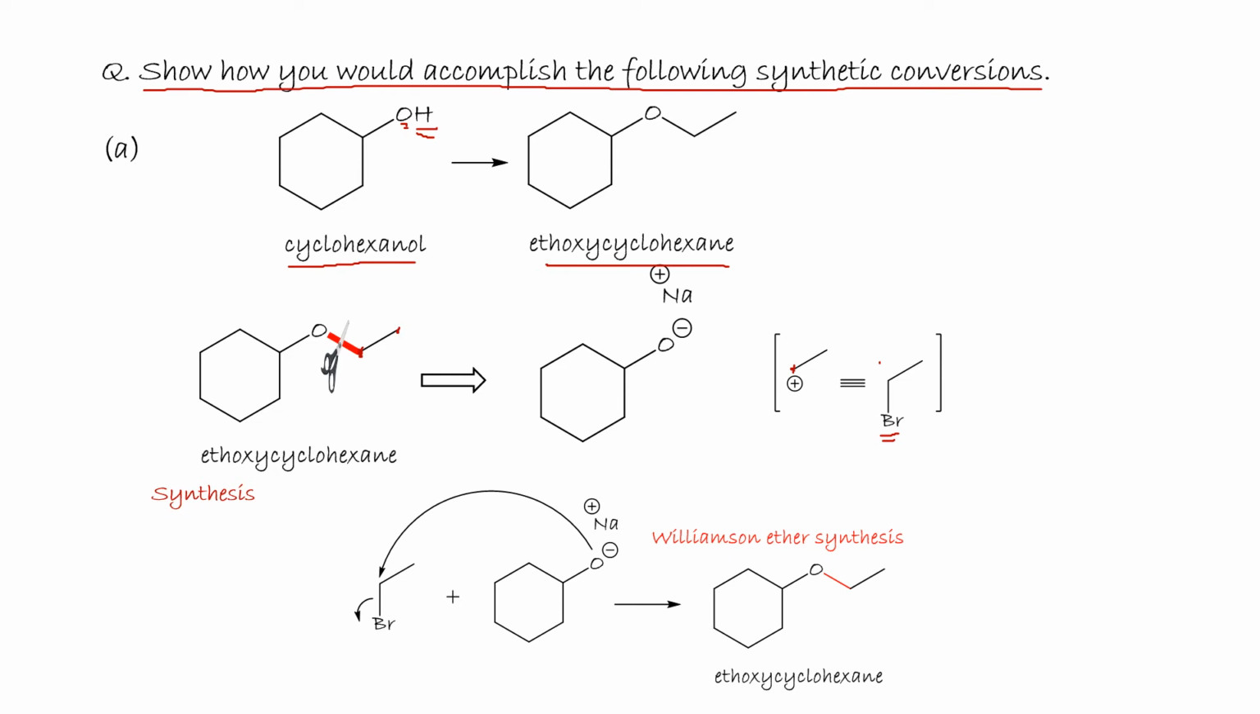So starting with ethyl bromide with the alkoxide, here we have an SN2 reaction with the formation of ethoxycyclohexane. An alkoxide reacting with an alkyl group to form an ether, we call it Williamson ether synthesis. This is a very simple problem.